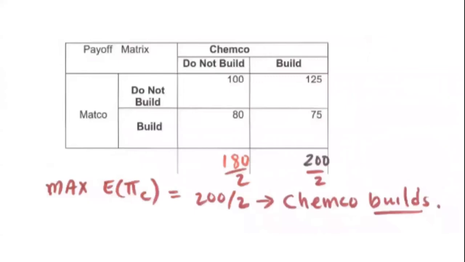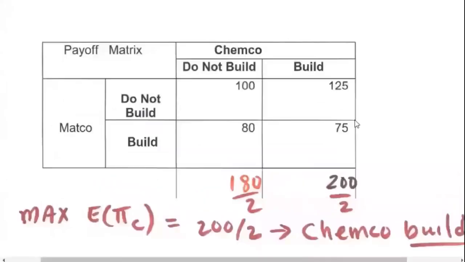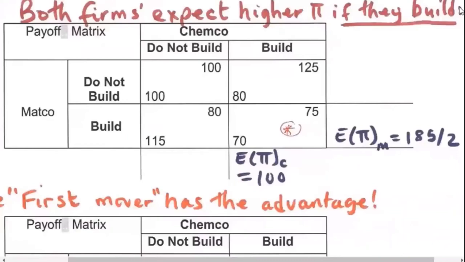And as fate would have it, Chemco's payoffs, given Matco's equal likelihood of choosing between building and not building, are higher from building. So both of them, as they look down the road, see that the expected payoff is higher if they make the decision to build. Therefore, we end up with a situation where both build, both expect a higher profit if they build, and if both build, they both end up with a lower profit.